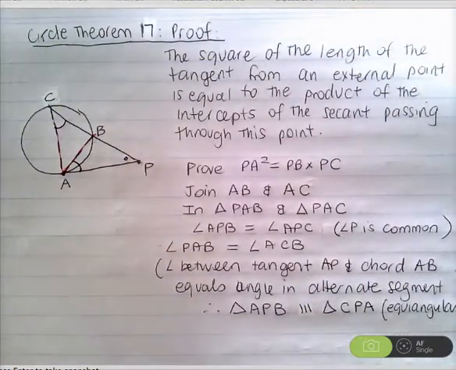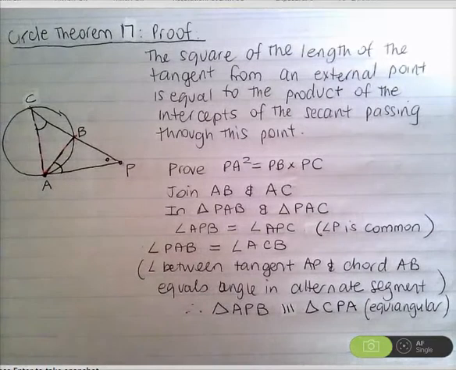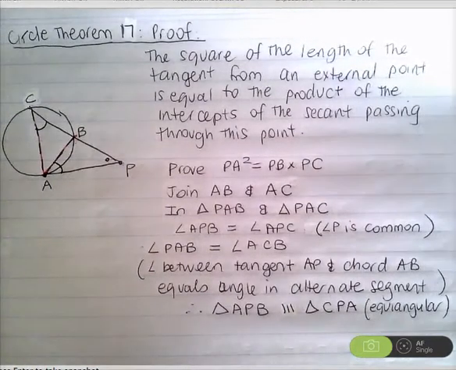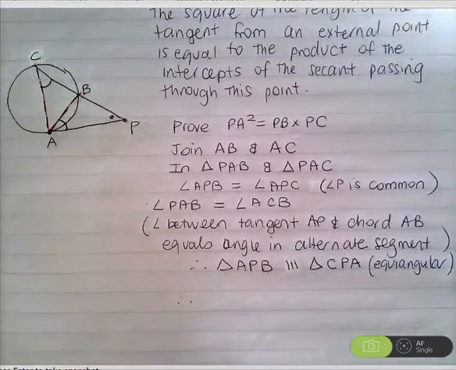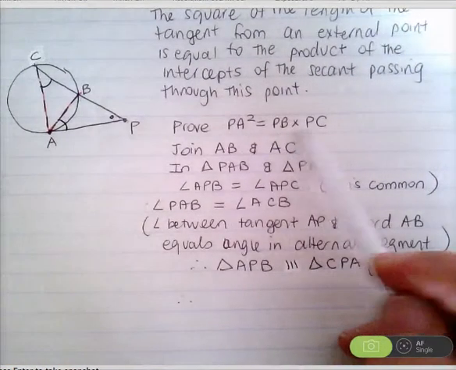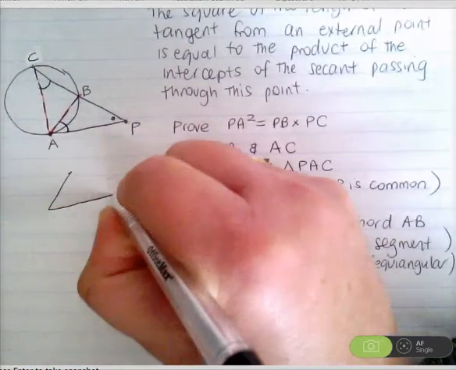Now that we know that the triangles are similar, we can do corresponding sides of similar triangles in the same ratio to prove this theorem. Now we're trying to prove that PA squared is equal to PB times PC. So I'm going to draw these two triangles out separately.